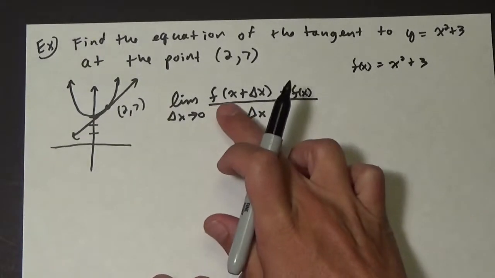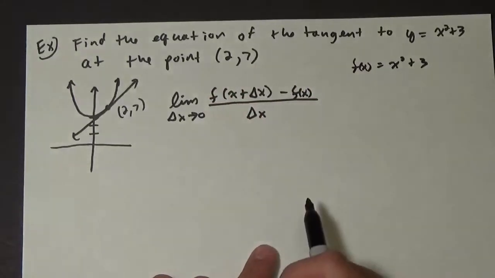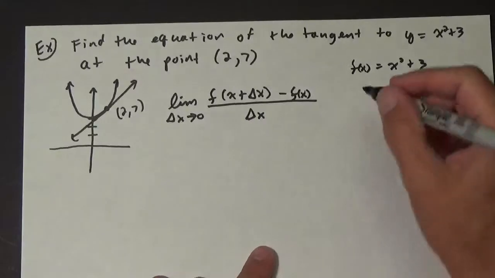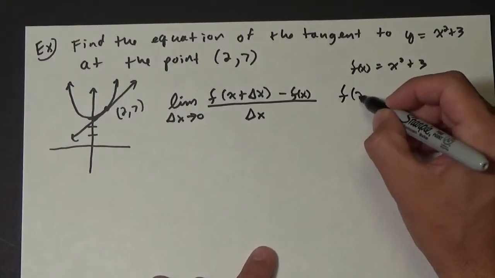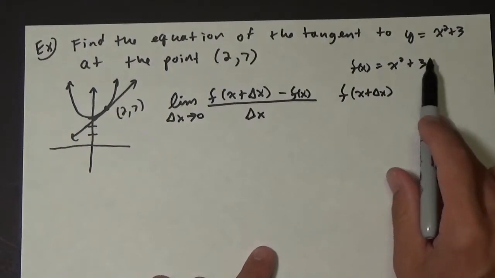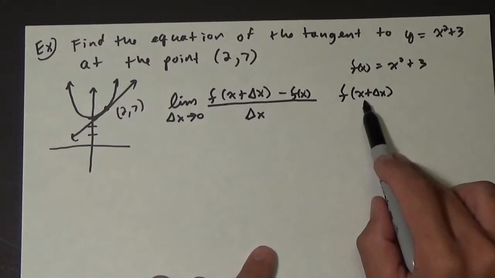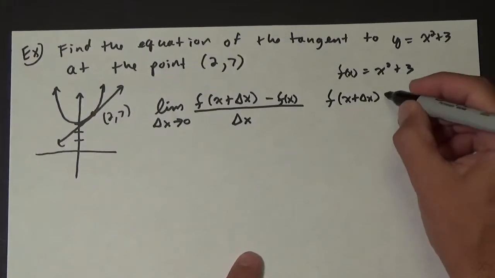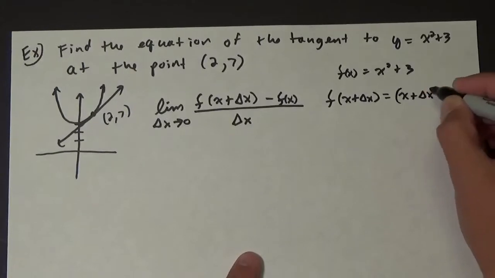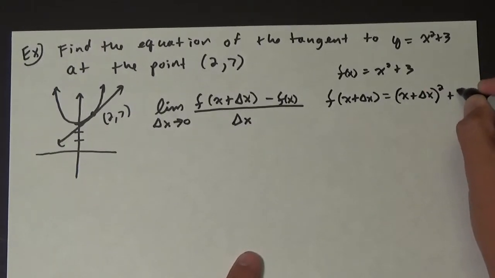Now sometimes the idea of what is this f of x plus delta x confuses some students. But when we look at f of x plus delta x, all we need to do is, everywhere there's an x in this equation, we're going to put in x plus delta x. So this is going to equal (x plus delta x) squared plus 3.